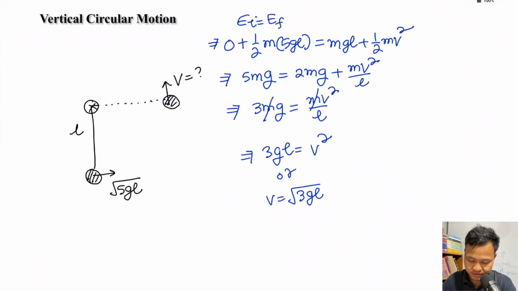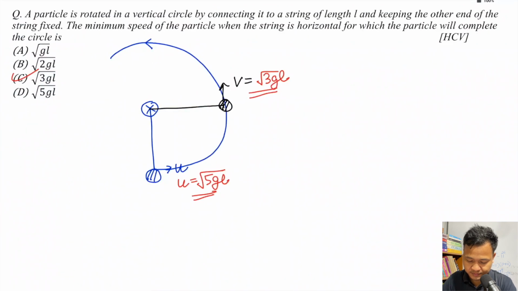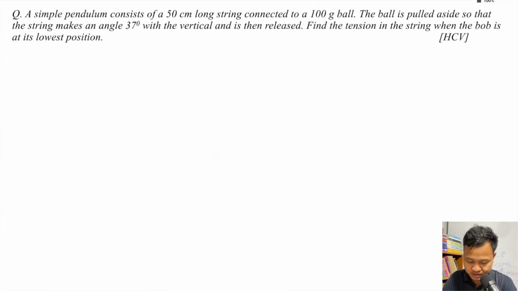Okay, next, a simple pendulum consists of a 50 centimeter long string. So this is question number 3. The ball is pulled aside so that the string makes an angle of 37 degrees with the vertical and then released.